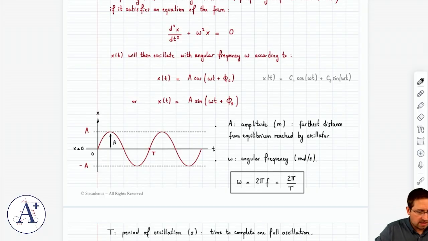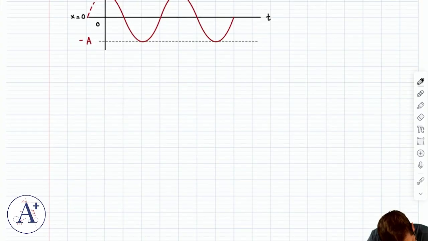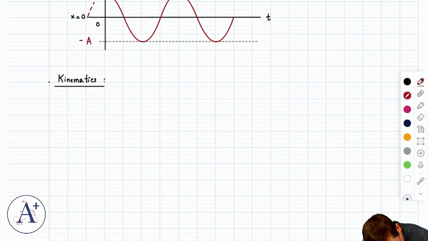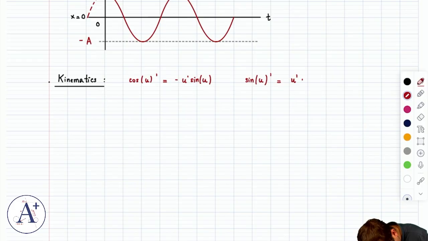Now, if indeed we have x of t that can be either cosine or sine, then let's talk about kinematics real quick, and then we're going to talk about the two main oscillators that we need to have in mind. Okay, so as a reminder, the derivative of cosine of u is minus u prime sine of u, and the derivative of sine of u is u prime cosine of u. Okay.